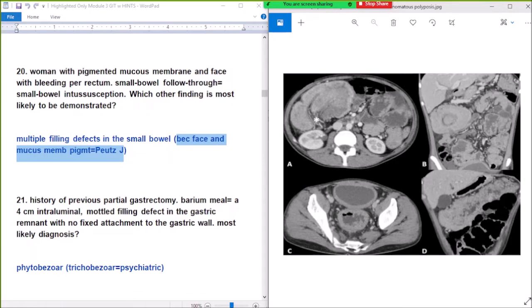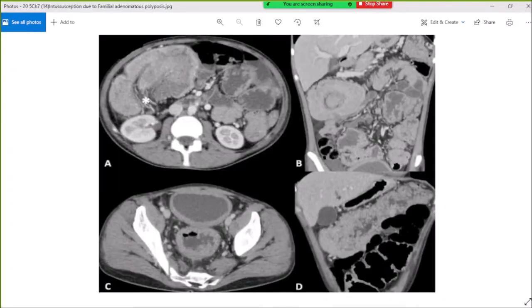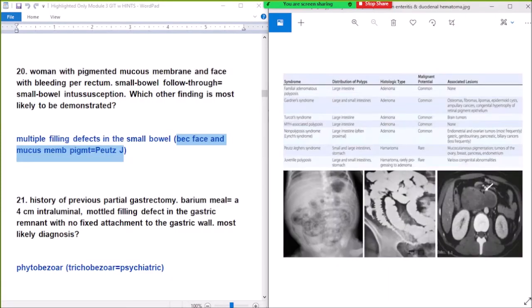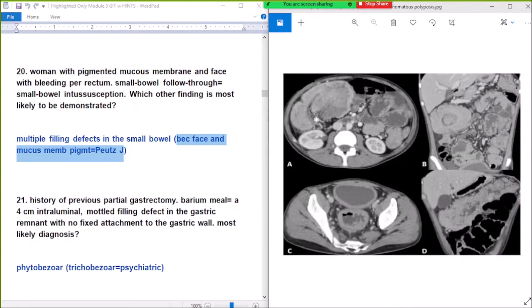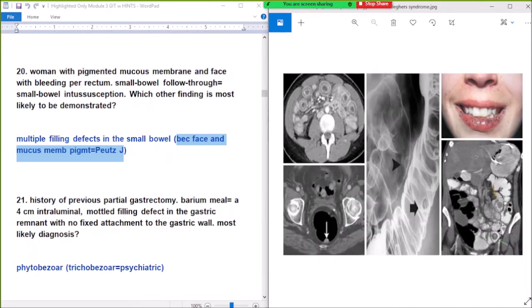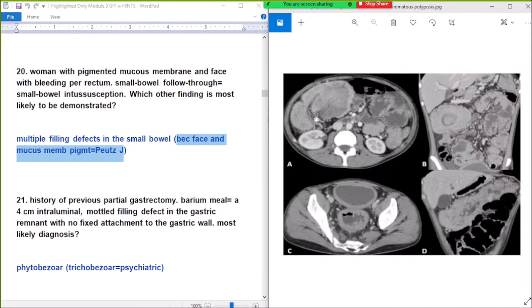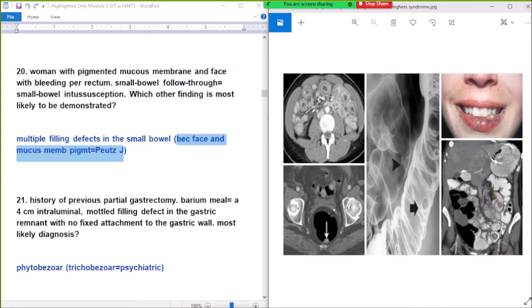So it is intussusception, and the other cause is familial adenomatous polyposis, the syndromes of FAP. Woman with pigmented mucous membrane and face, bleeding per rectum, and small bowel follow-through shows small bowel intussusception. What other finding is most likely demonstrated? Multiple filling defects in the small bowel, multiple filling defects in the bowel loops. Diagnosis: Peutz-Jeghers syndrome.